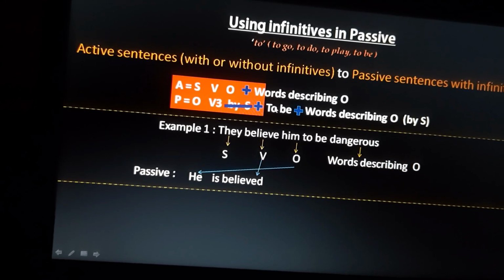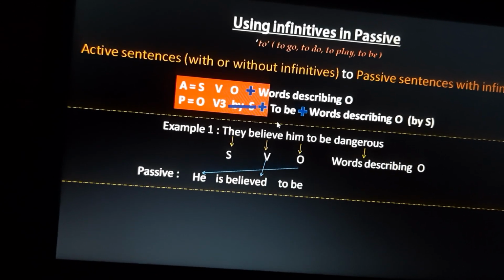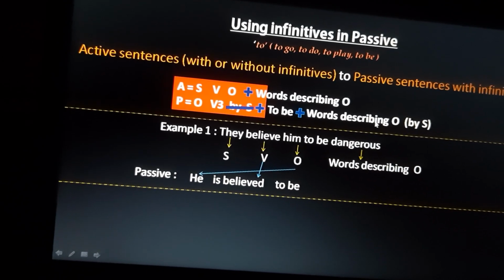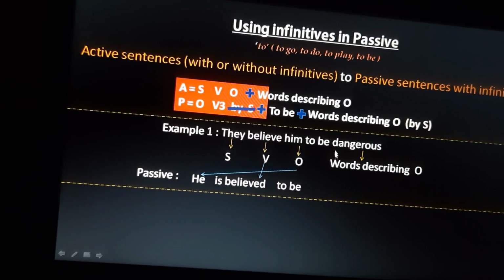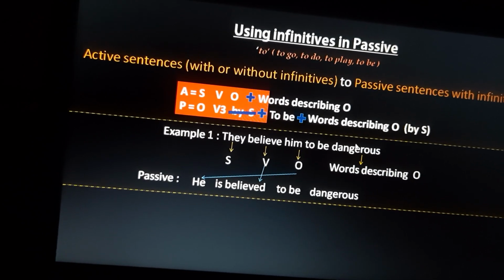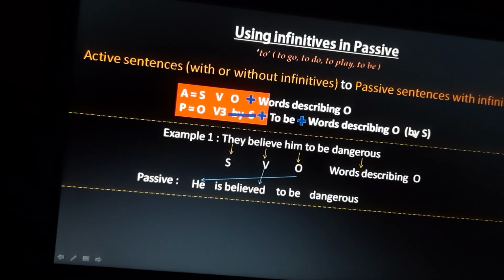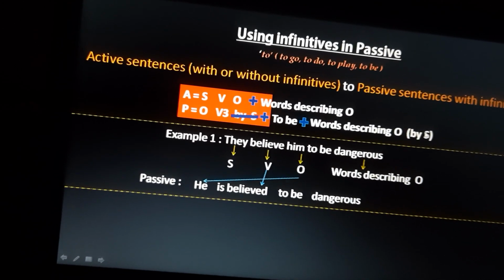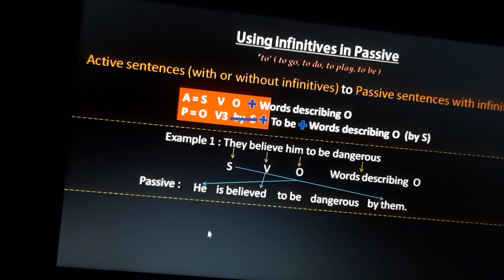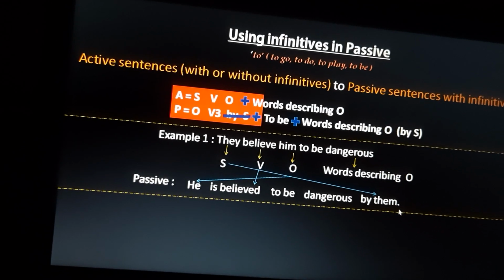Then in the formula we have to be. So we will have to add to be here. Then we have words describing the object, and here the word describing the object is dangerous. So we will write dangerous here. Next in the formula we have by s, by subject. So we will write by subject. So the passive becomes he is believed to be dangerous by them.